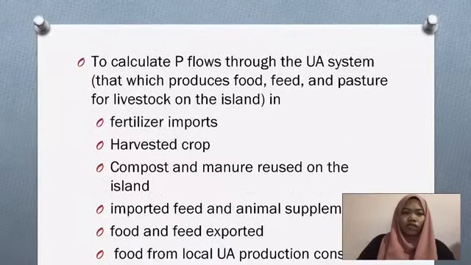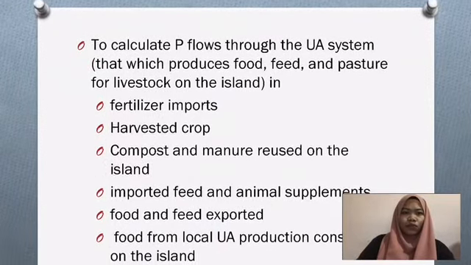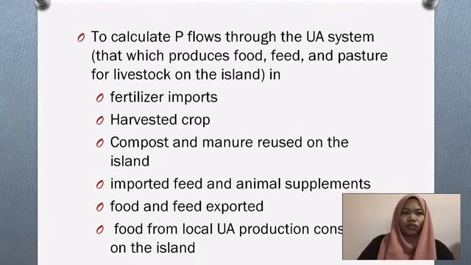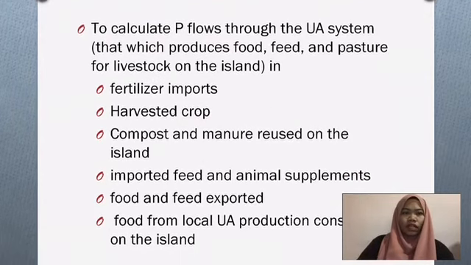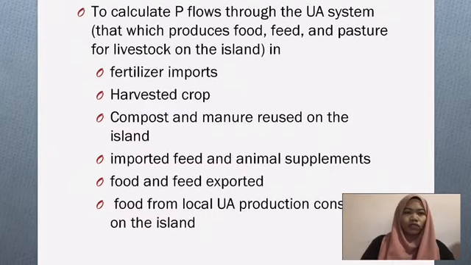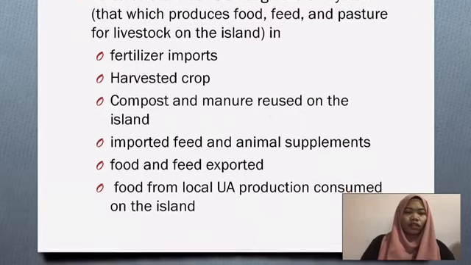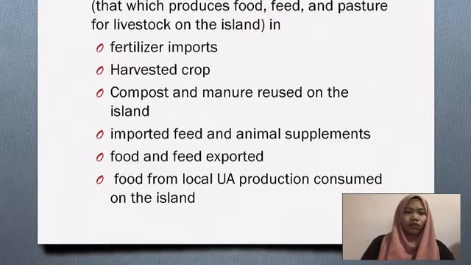Second, to calculate the phosphorus flow through the urban agriculture system, which produces food, feed, and pasture for livestock on the island: fertilizer import, harvested crop, compost reused on the island, food and feed exported, and food from local urban agriculture production consumed on the island.